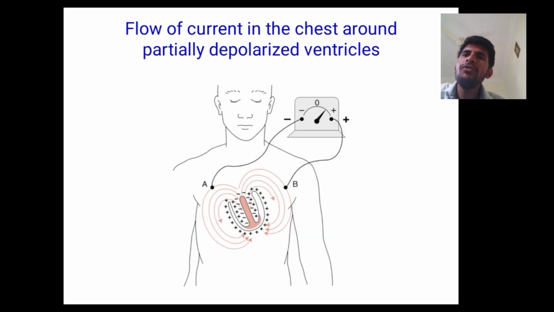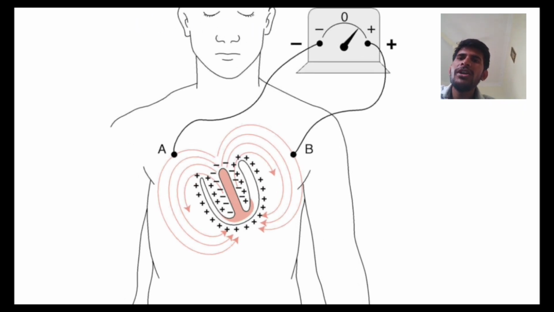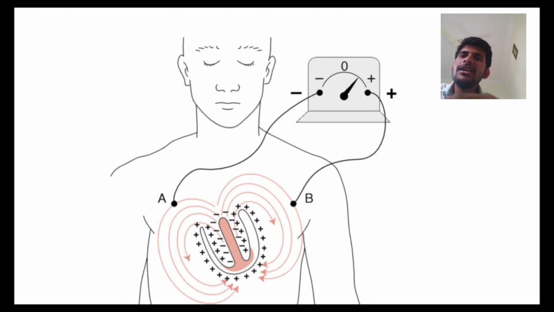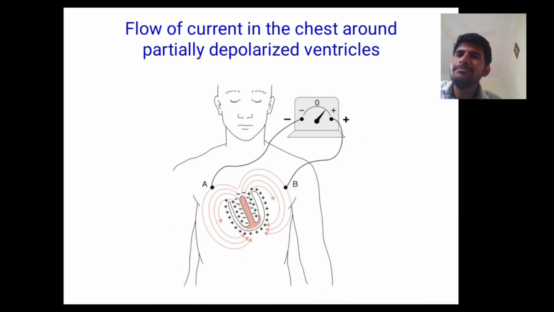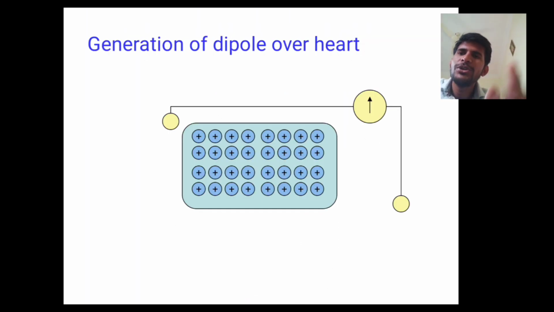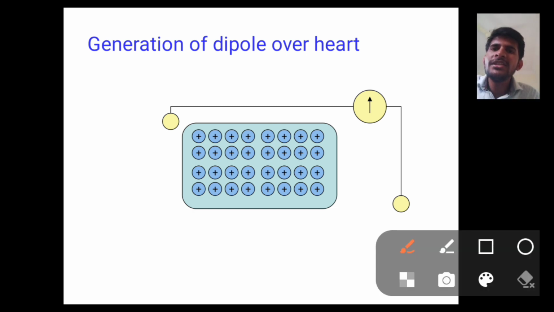Next, the flow of current in the chest around the partially depolarized ventricle. This indicates that the potential is measured in the form of vectors. Everything is in the form of vectors. You need not necessarily understand all the vectors. Just think about the generation of a dipole over the heart. Now imagine this is a heart surface.